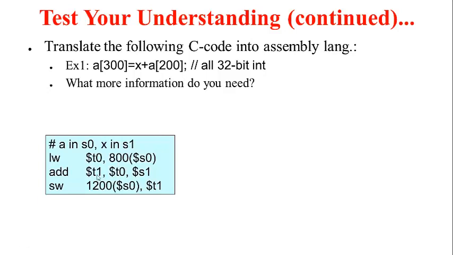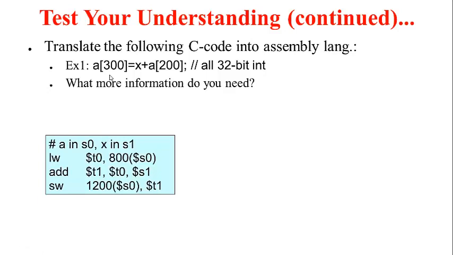Now I have used another register $T1 to store the addition of $T0 and $S1, which is essentially the addition of X and A200, and then I use this store word instruction to store it onto A300. Note again that I am using an offset here of 1200, which is 4 times 300.